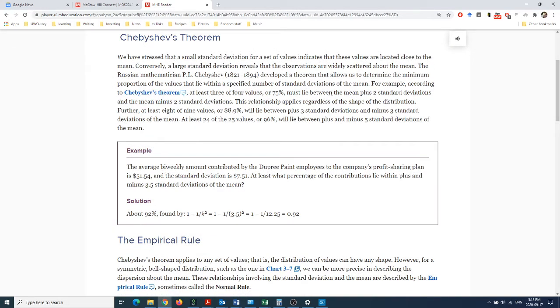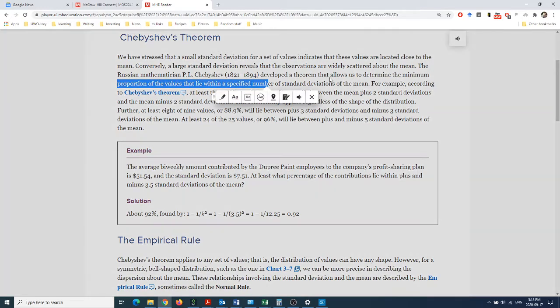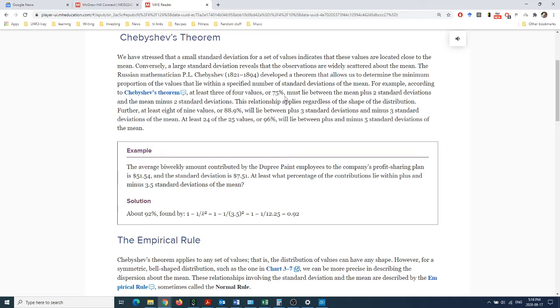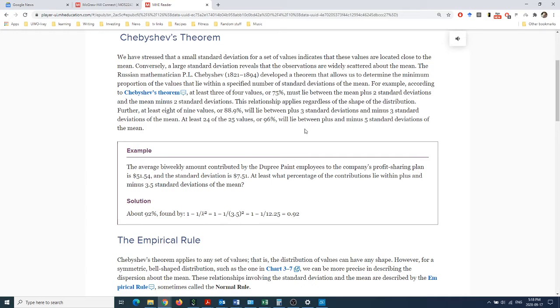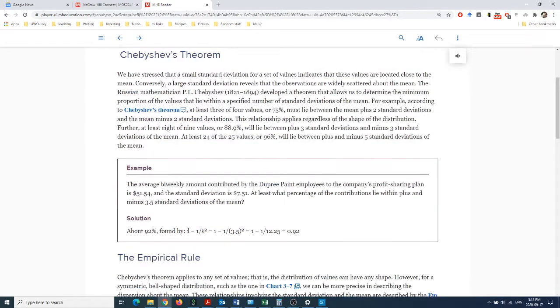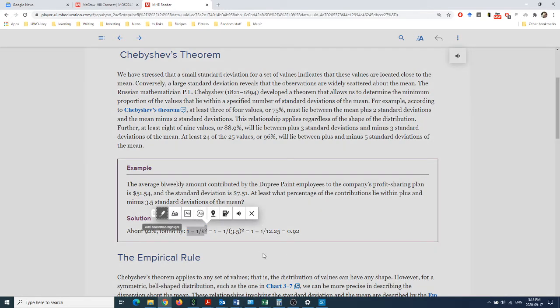It tells you the minimum proportion of observations that lies within plus or minus one standard deviation or two standard deviations. The rule itself is this one: 1 minus 1 by k squared.